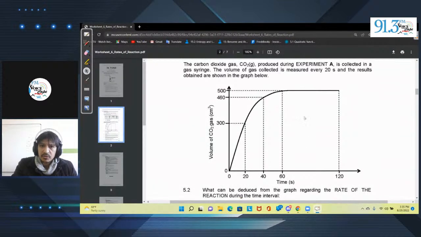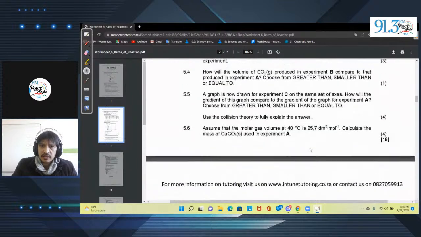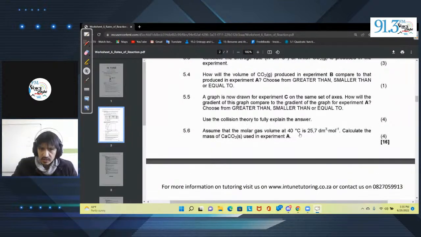This is the final volume of gas produced at 500 centimeters cubed. That's correct. Okay, this is molar gas volume. Calculate the mass. Okay, no problem. So what do we do here? Let me just grab this.